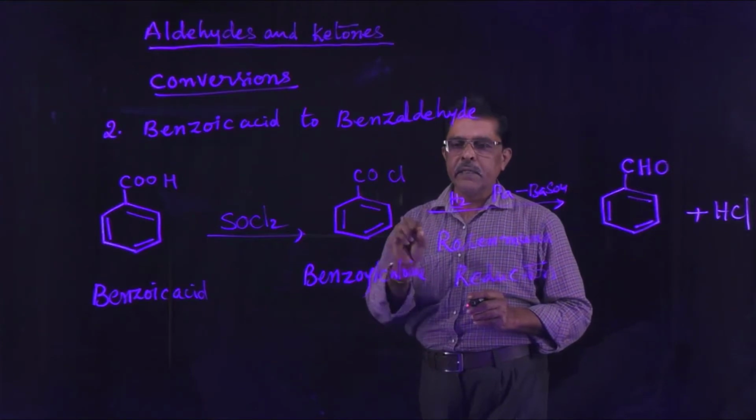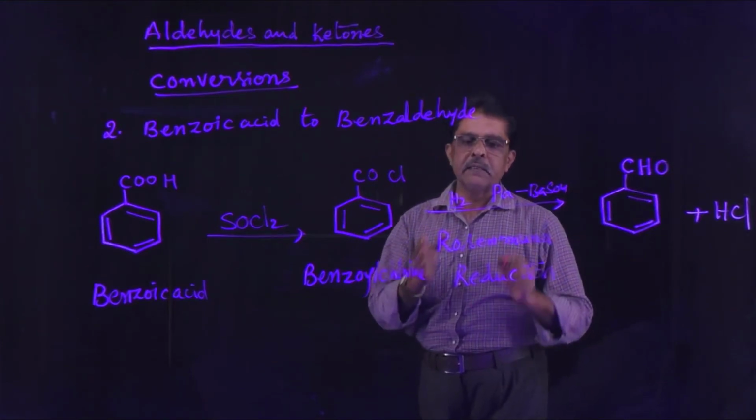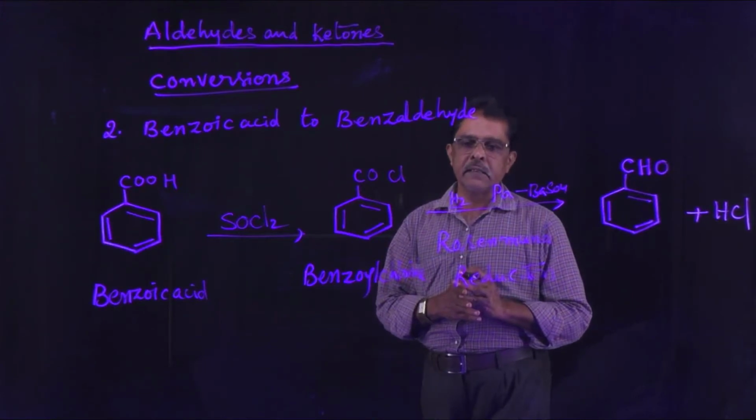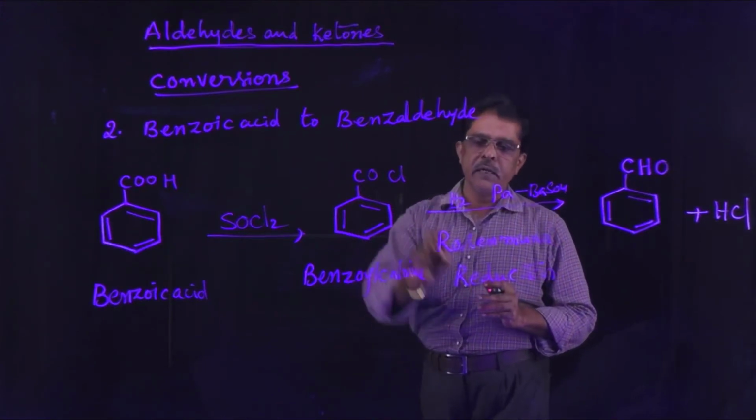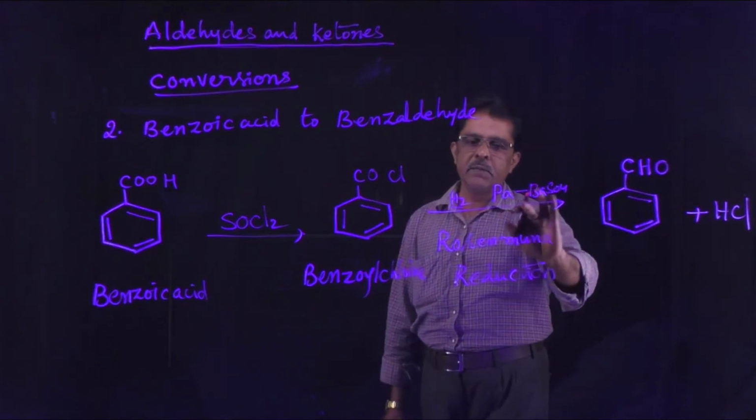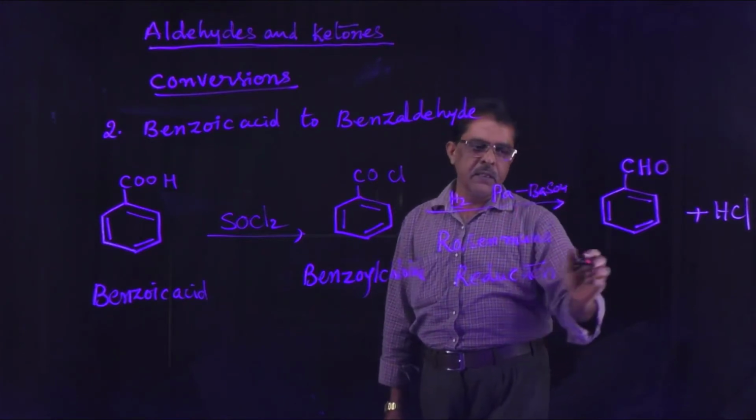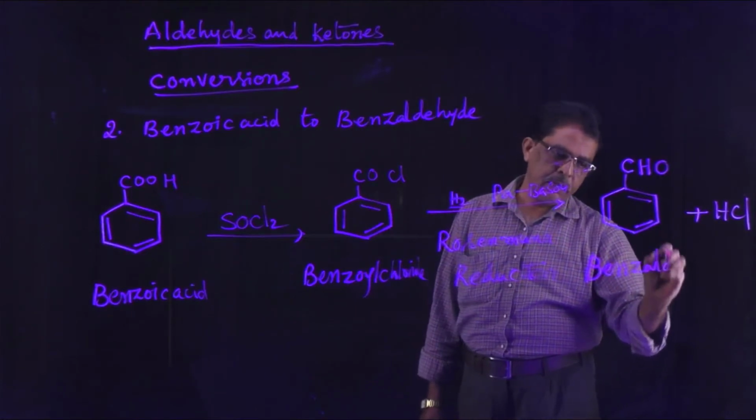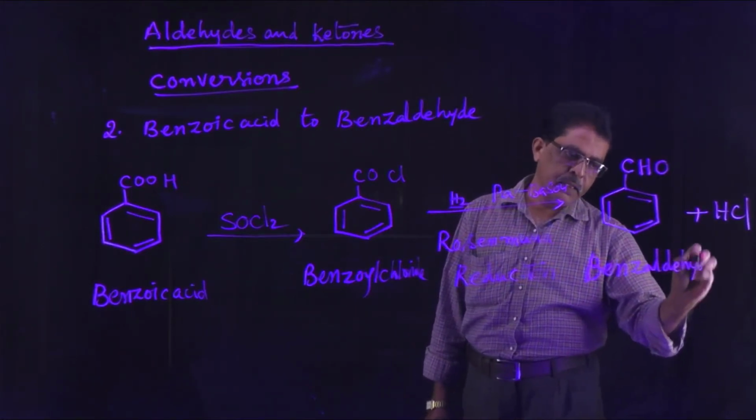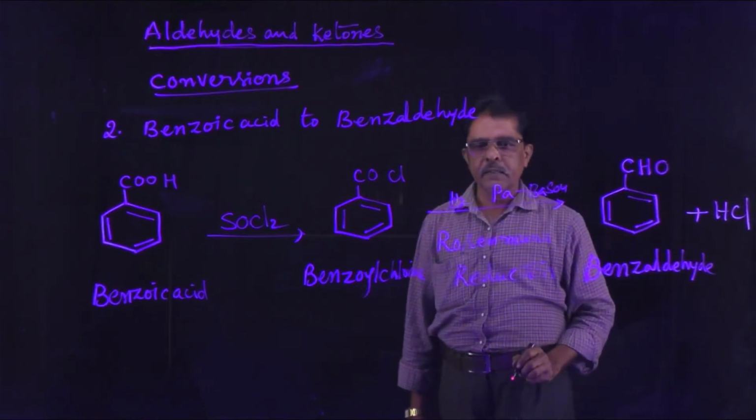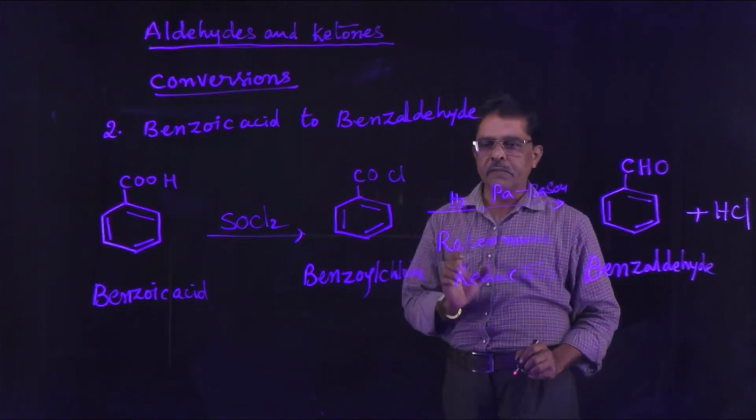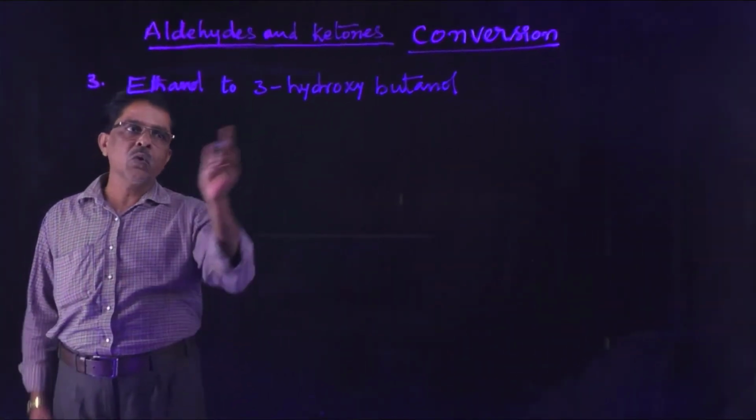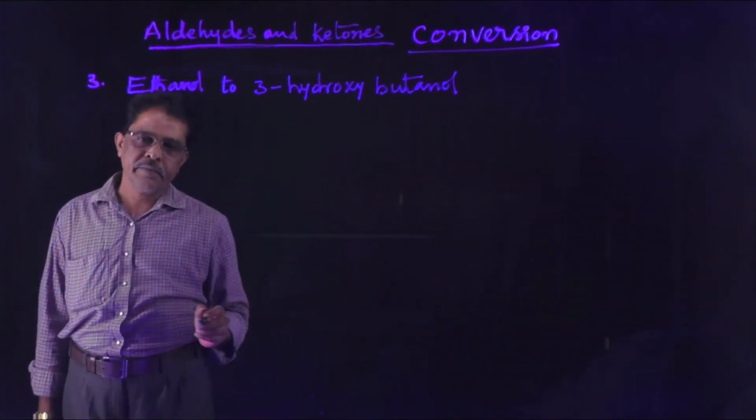Here one name reaction takes place. This name reaction is Rosenmund reduction reaction. So benzoyl chloride reduced with hydrogen in the presence of palladium barium sulfate gives benzaldehyde. This is called what? Rosenmund reduction reaction. Right, understand? 2 steps conversion from benzoic acid to benzaldehyde. Third conversion is ethanol to 3-hydroxybutanol.